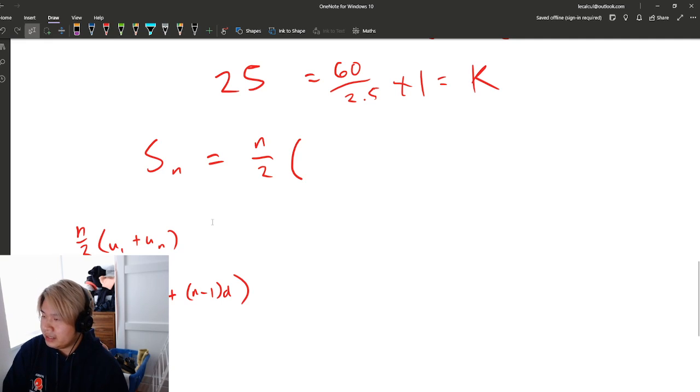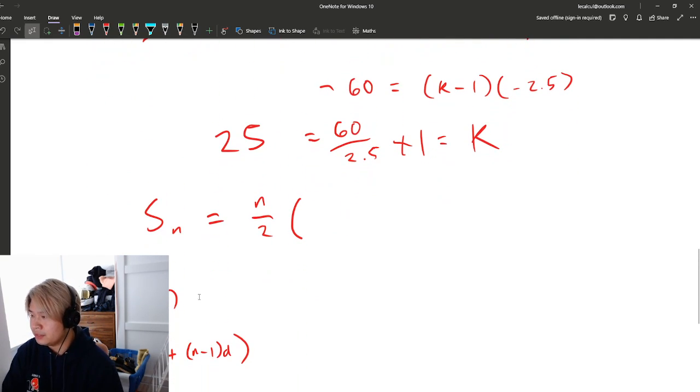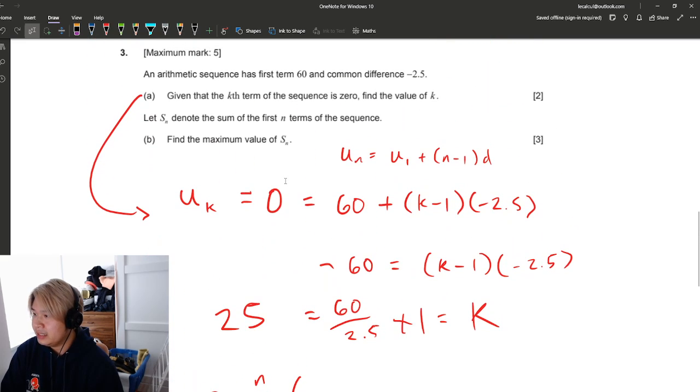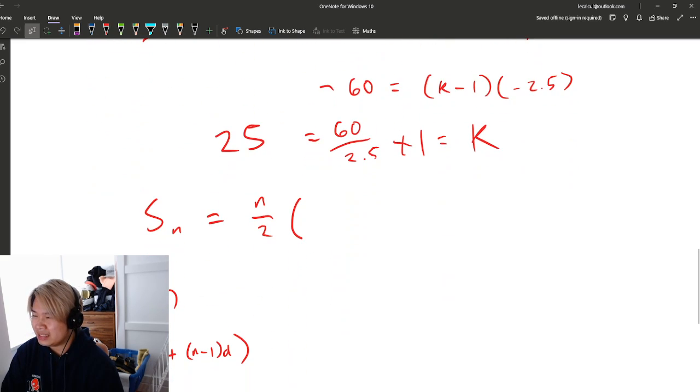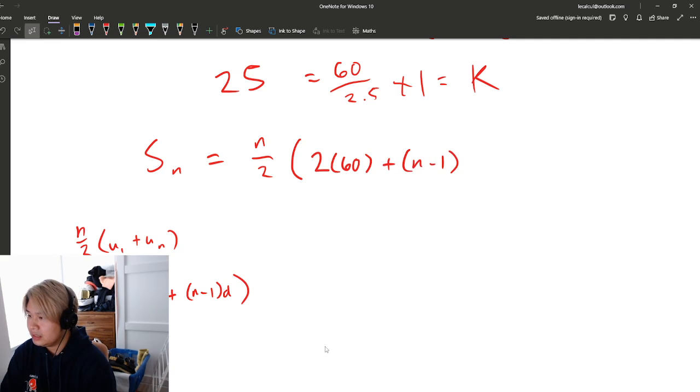Okay, and depending on the context of your question and what values you know, you're going to pick one over the other. For this one, I don't have any information about the last term, so I'm going to be using the second one right here. So 2, and then I know that u1 is 60 already, n minus 1 times d.